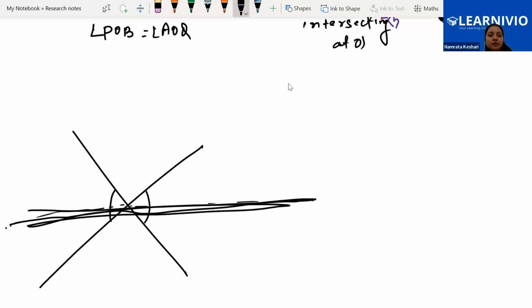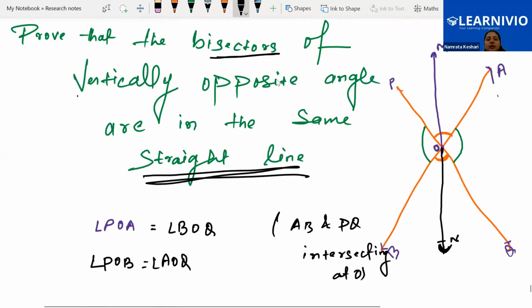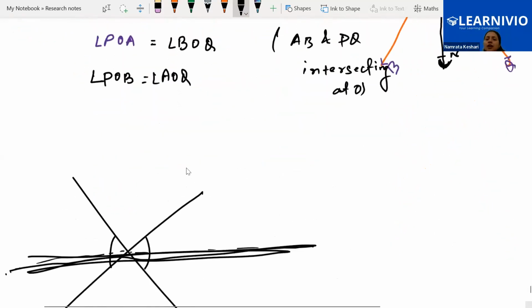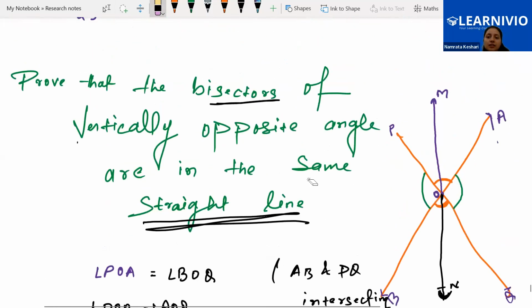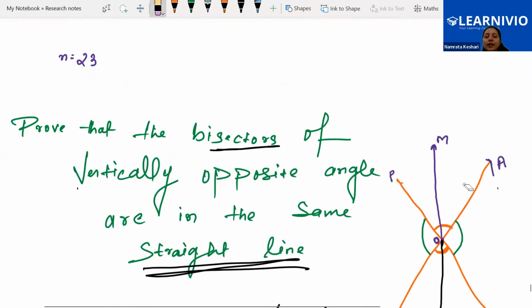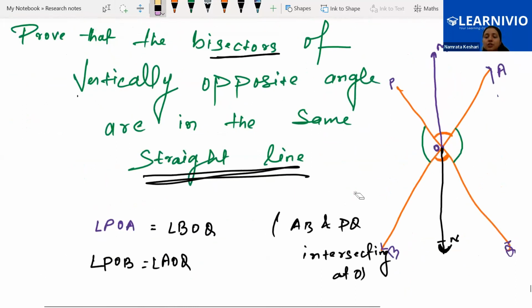The question is clear to everyone? Now let's see how exactly, either this figure or this figure. Any way you can draw it. You take a bisector of one pair of vertically opposite angles and show that both bisectors lie on the same straight line. Whatever feels comfortable to you, take it. Let's take this one. We know that POA equals BOQ, a pair of vertically opposite angles. Suppose OM is the bisector, then this part and this part will be the same. Yes or no? Yes, ma'am.